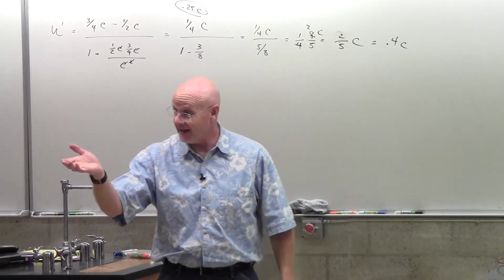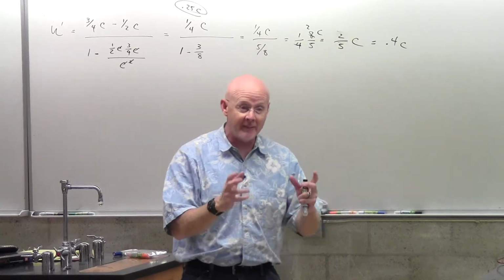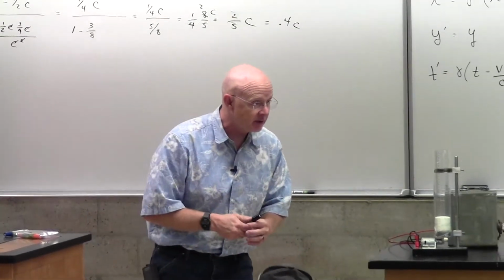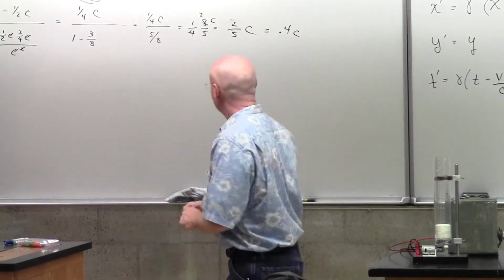Shouldn't it be the speed of light? I mean, wasn't that the whole beginning premise here, that we started this whole idea saying that both observers see the same speed? So does it work? Let's give it a try here.